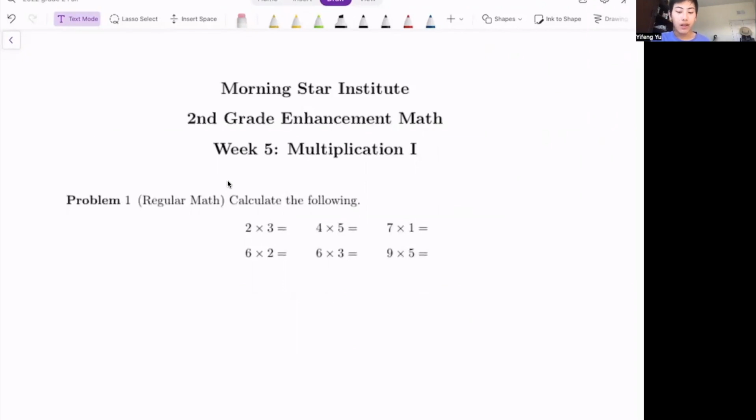Problem 1, calculate the following. Question 1, 2 times 3, that's just easy, we just follow the multiplication table, that just gives us 6. Again, following 4 times 5, that's 20. 7 times 1, that's just 7, because anything multiplied by 1 is just itself. 6 times 2, easy, 12. 6 times 3, 18, you just add another 6. And 9 times 5, 45. You can find all these on the multiplication table.